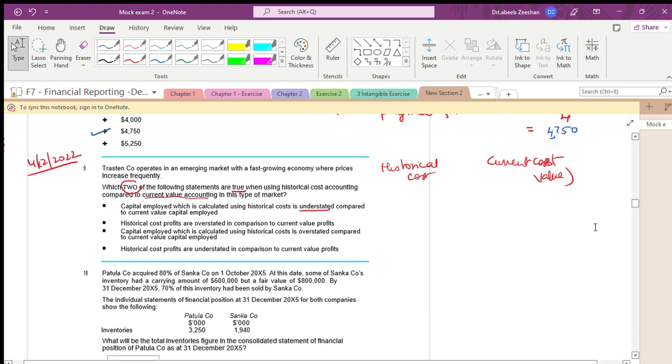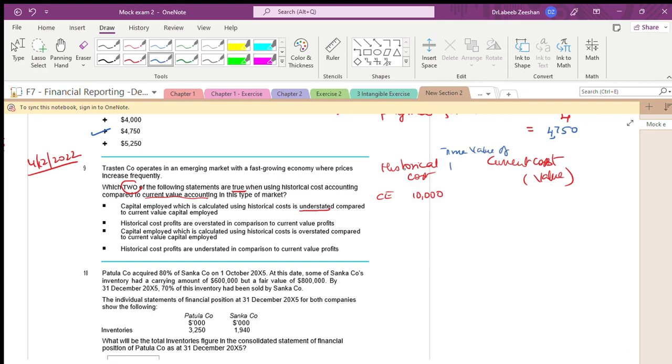Now what they say is capital employed, which is calculated on the historical cost, is understated. Assume that capital employed is 10,000. It will never change, whereas current cost is as per the time value of money. As per the time value of money, the money value will increase, but the actual value of the money will decrease. As time increases, the value of the money will decrease.